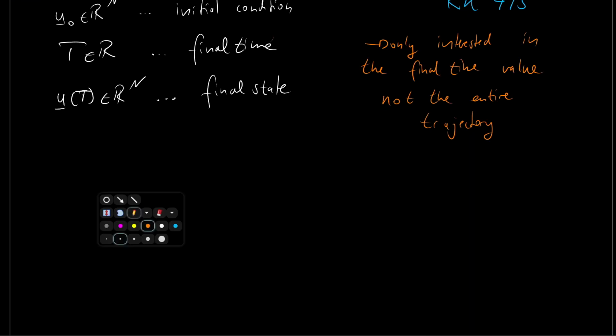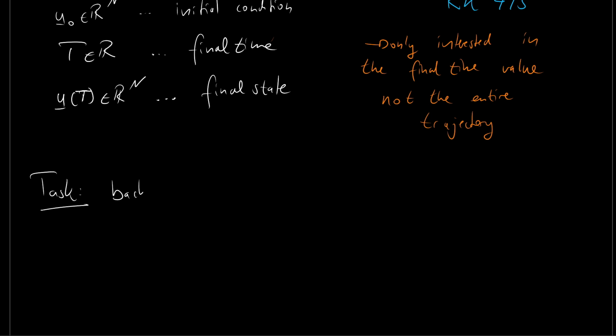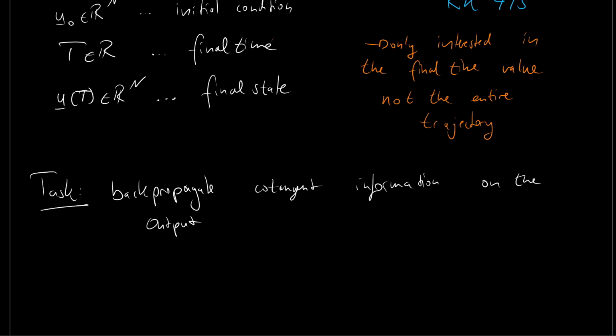So let me write down this task. The task for this video is to backpropagate or backward propagate cotangent information on the output. And the output to that problem was u evaluated at capital T. So we will have u evaluated at capital T, but I will put a bar on top in order to indicate that this is a cotangent quantity. And this one will be of the same shape as the primal quantity, so it will be an n-dimensional vector.